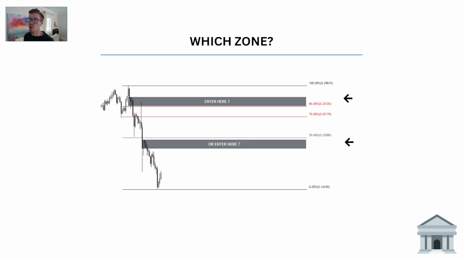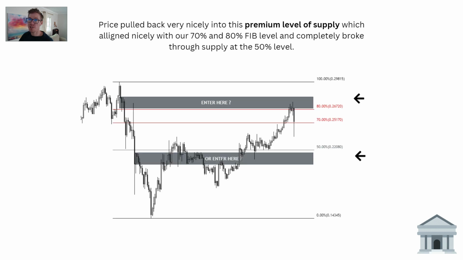Another example, which one would we take a short off of? Would we enter here or here? Of course, we would enter at the premium level, which is aligned nicely with our 70 and 80% on the Fibonacci tool. As you can see, price broke completely through this equilibrium zone, but responded nicely off our premium level.